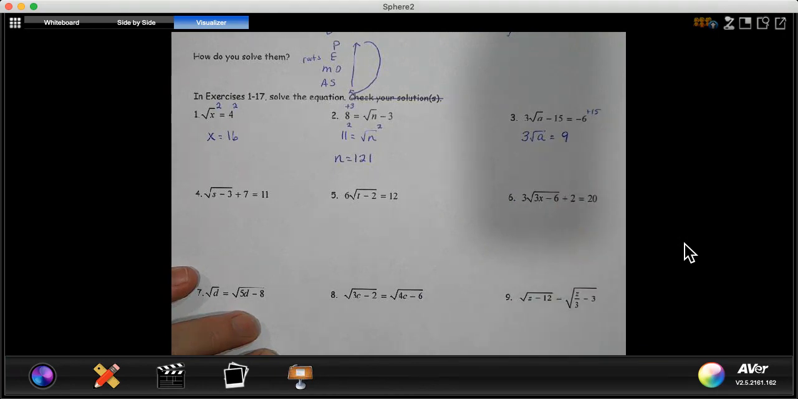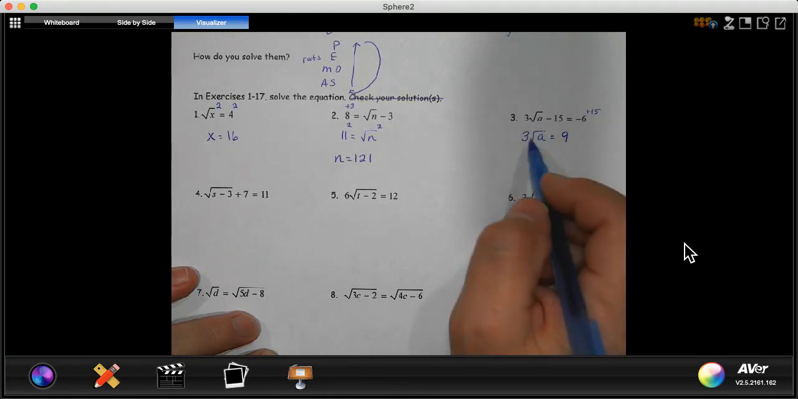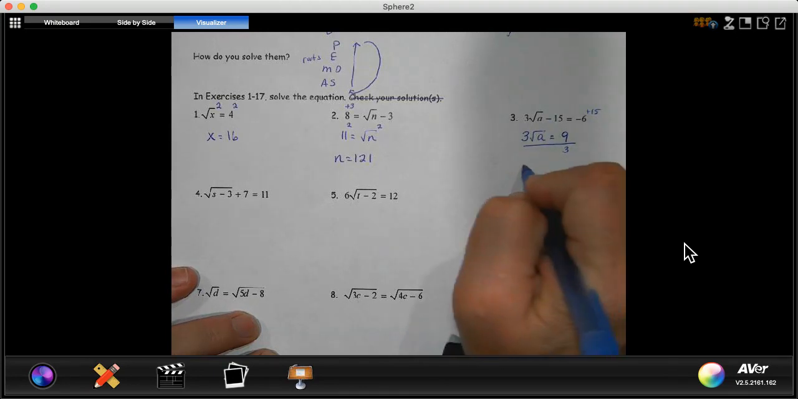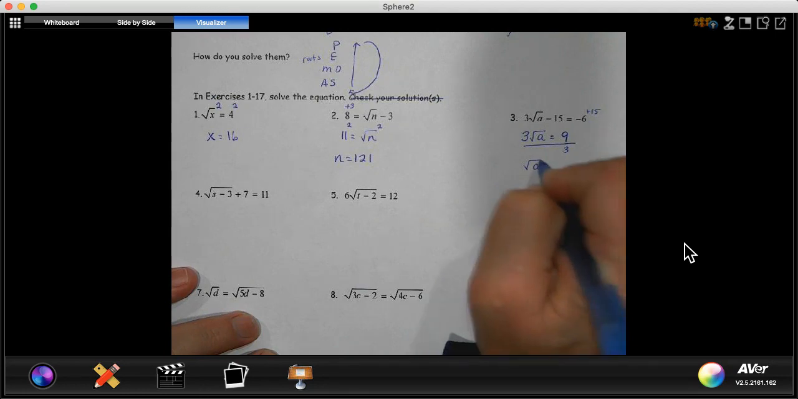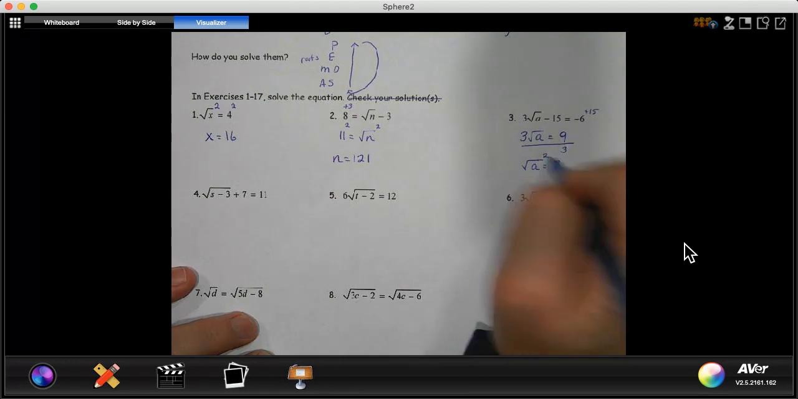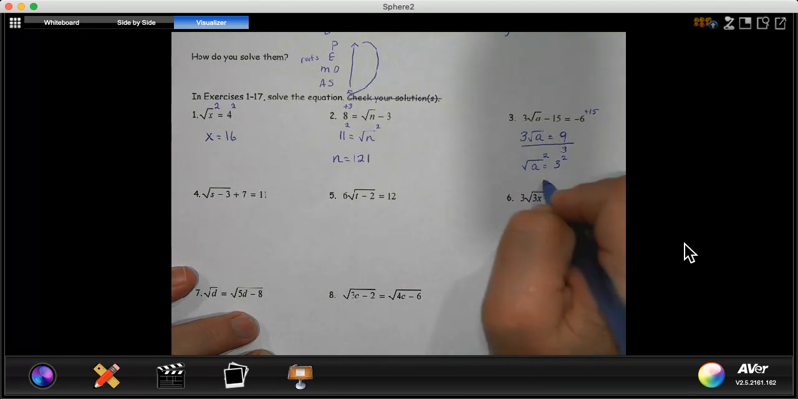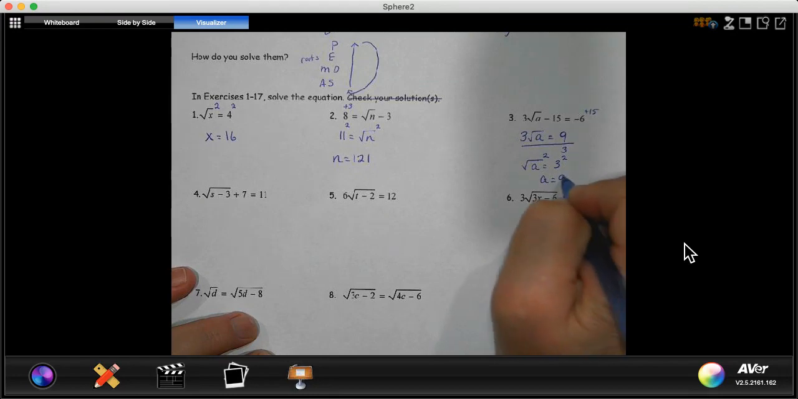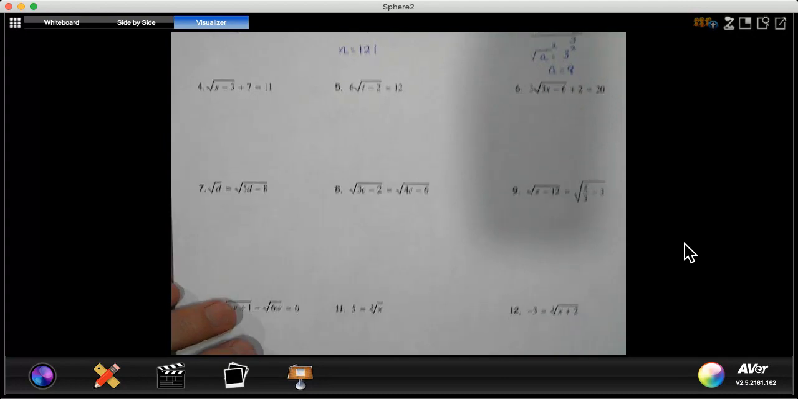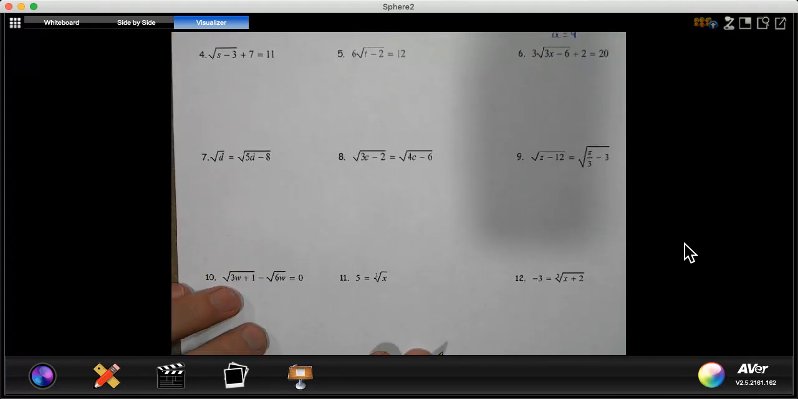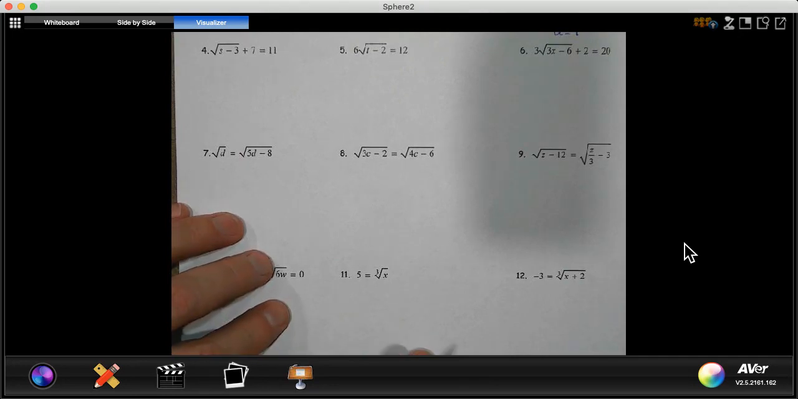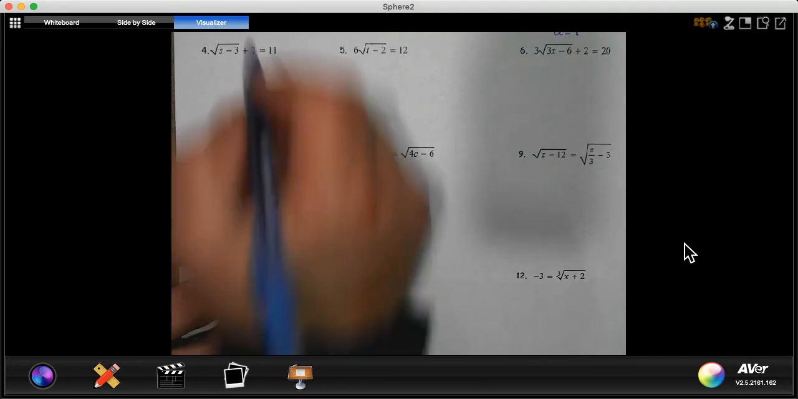Then anything multiplied or divided to the root goes next. So the opposite of multiplying by 3 is dividing by 3. So we have root a is equal to 3. Now we square both sides. So square, square. 3 squared is 9, so a is 9. These go kind of fast, so we're going to do a lot of them. Okay, anything added or subtracted to the outside of the root goes first.